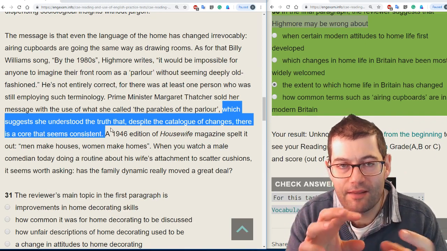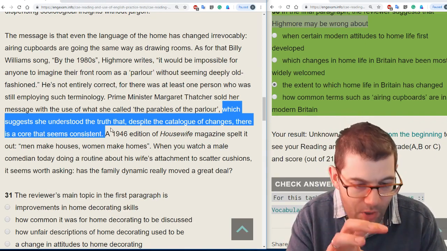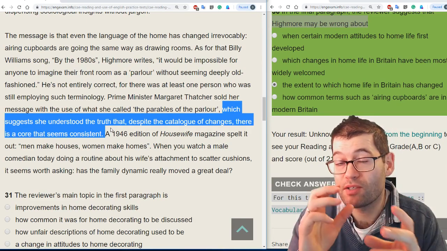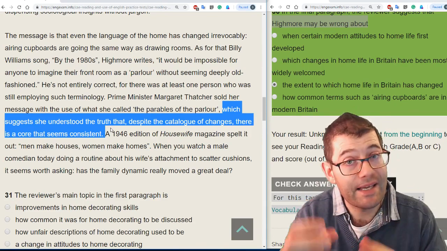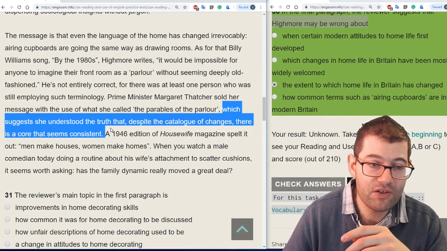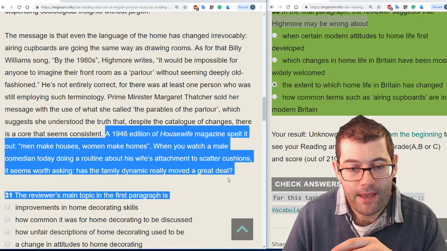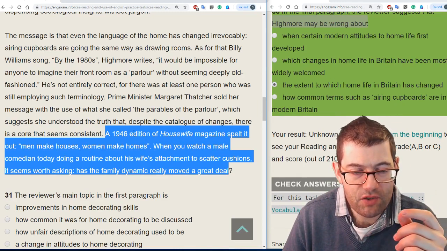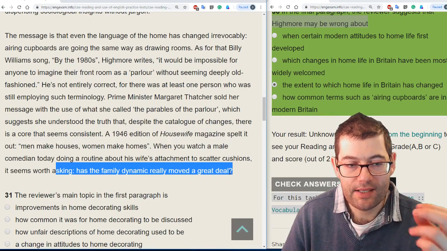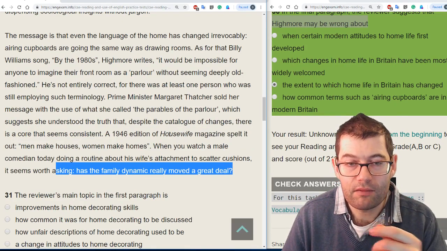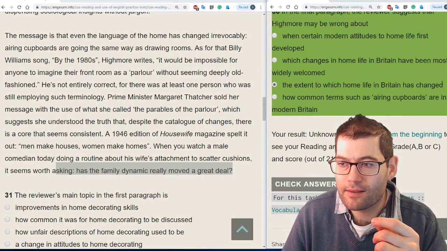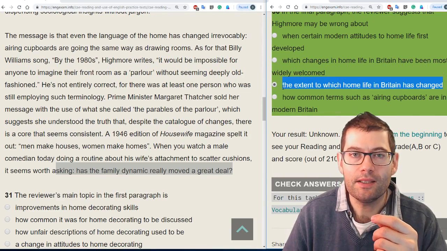whilst Highmore is saying that people's attitudes have changed and you might be seen as old-fashioned, the author seems to be suggesting that there is a core belief, or a core thinking, that has stayed the same, that hasn't dated, that hasn't been turned into something which is old-fashioned. And then you get that example at the end of the discussion about the 1946 edition of Housewife. And then the final rhetorical question, has the family dynamic really moved a great deal? Backing up his idea that ideas really haven't changed that much. And that is why the answer is C.